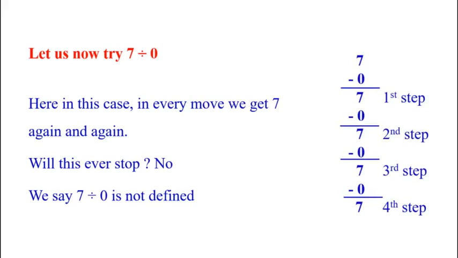So, look at these subtractions. 7 minus 0, we got 7. Then 7 minus 0, then 7. Then minus 0, we get 7. So, this step will never end and we will never get a 0. So, that means 7 divided by 0 is not defined.